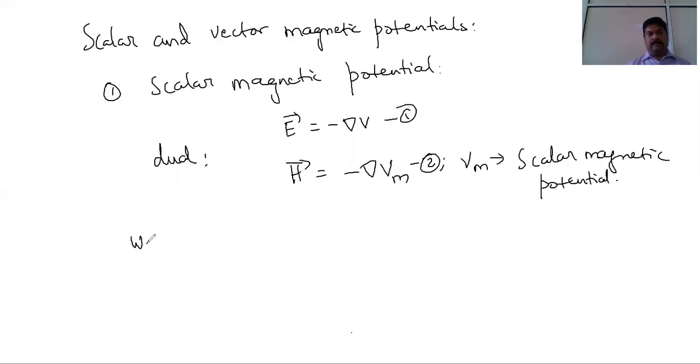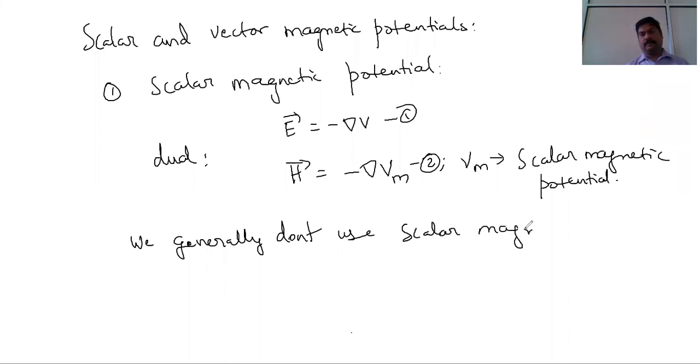So I'll just write it here. We generally don't use scalar magnetic potentials. So why don't we use that, even though it is a dual? That will be seen by an example here.